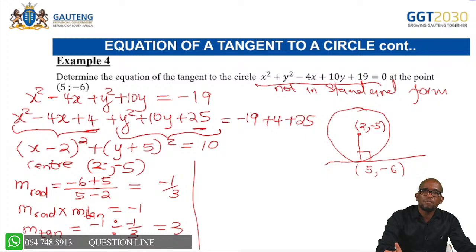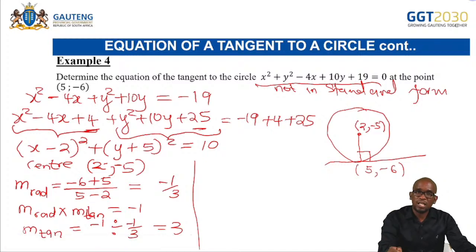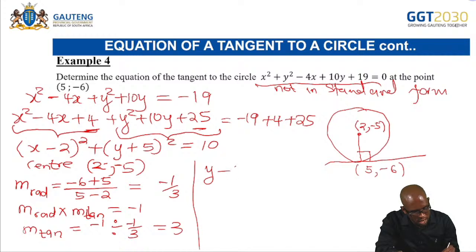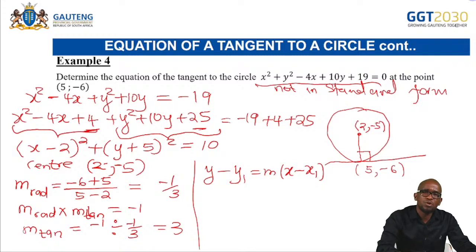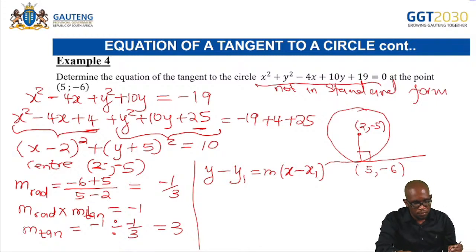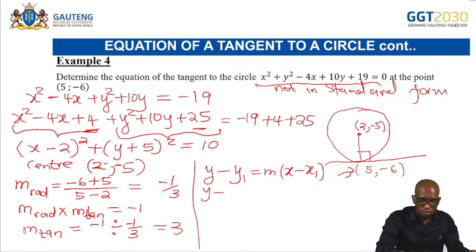Remember, to get the equation of a line, we need a gradient and a point. In this case, we have the gradient and we have the point of contact given by 5, minus 6. So to find the equation, we can use y minus y1 is equal to m into x minus x1. Remember, you can also use y is equal to mx plus c. Right, we use the point of contact, 5, minus 6, which means where we see x1, x1 is 5, y1 is minus 6. So where we see y1, we put minus 6.